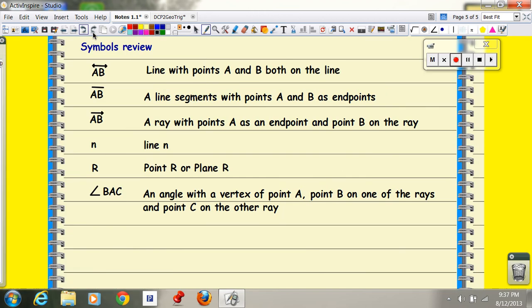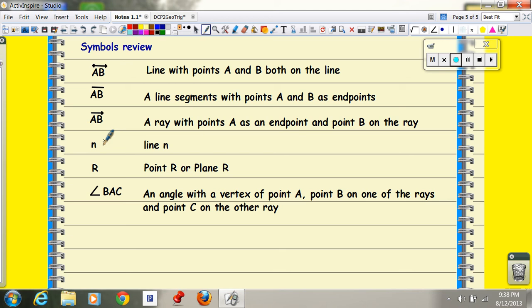The last slide is just a symbols review. So you can pause it, write them down. I'm not going to keep it on too long, so you can just pause it. This symbol right here stands for line AB. It's a line with points A and B on the line. A and B are on the line somewhere. The line goes in both directions forever. This is called line segment AB. It's got points A and B as endpoints. This is ray AB. It's a ray with point A as an endpoint and B is a point on the ray.